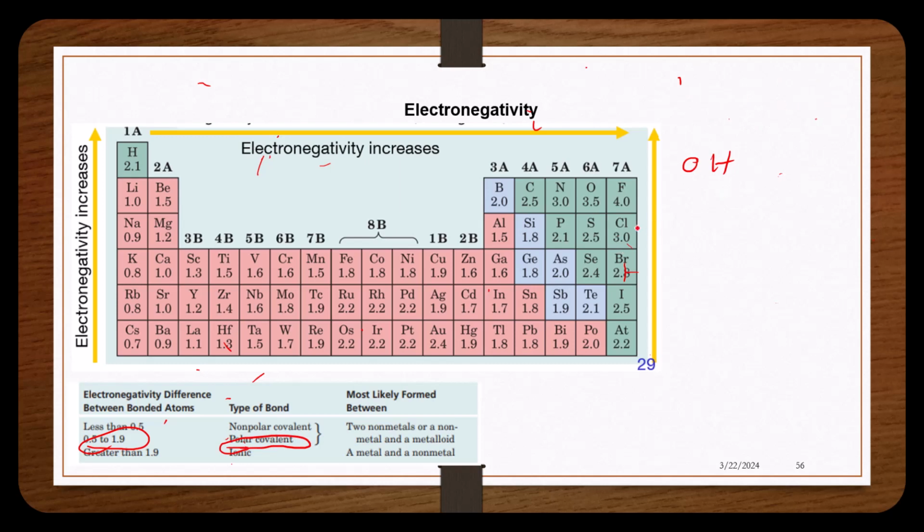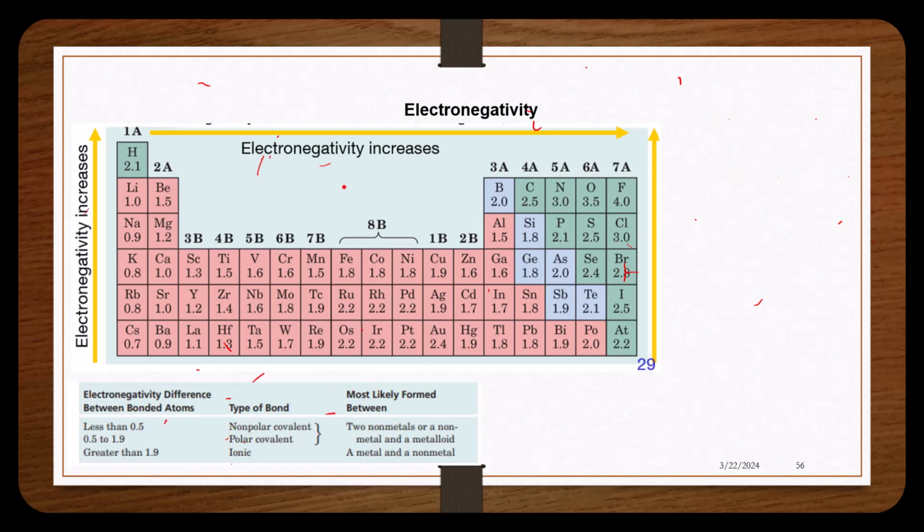Next we have oxygen, which is 3.5 minus 2.1. We have 1.4. And this falls in the polar covalent range because it's between 0.5 and 1.9, so it would also be polar covalent. Just an example of a nonpolar covalent molecule, we have diatomic oxygen, so 3.5 minus 3.5 is obviously 0, and that is less than 0.5, so it's nonpolar.